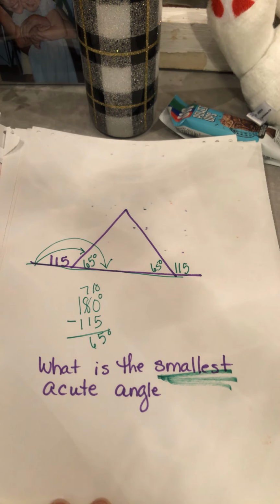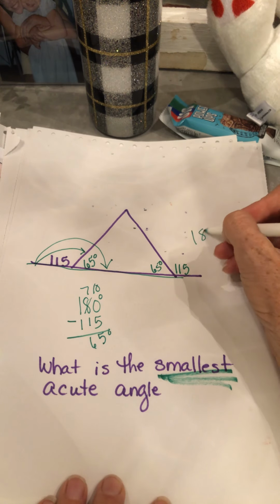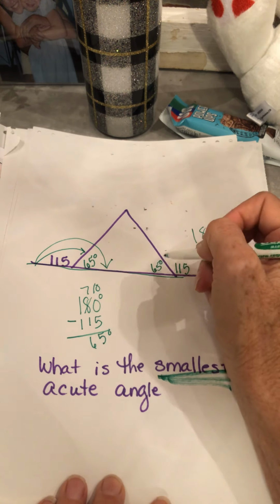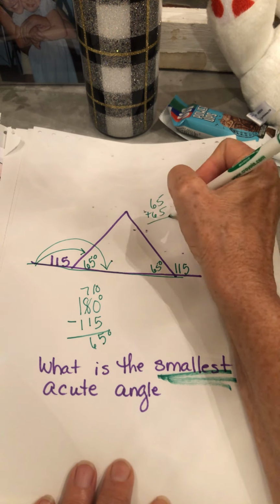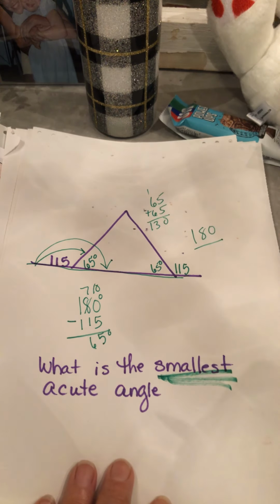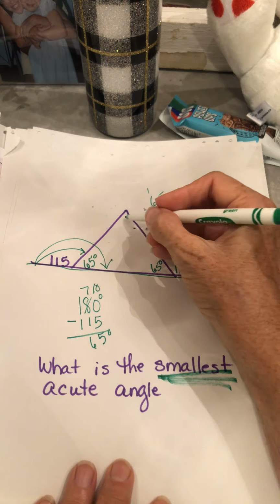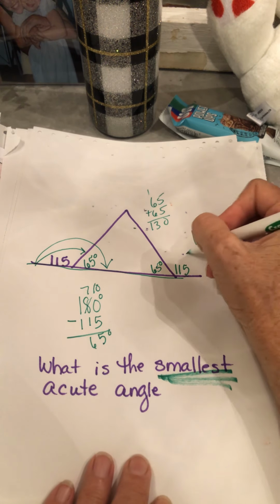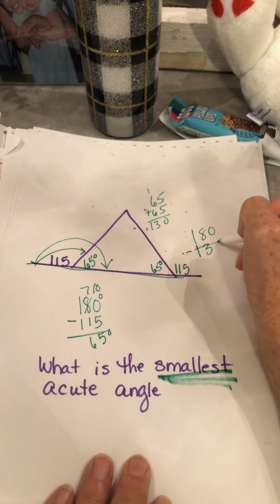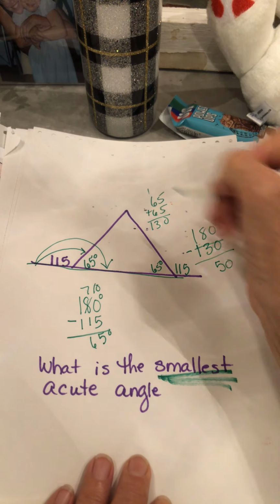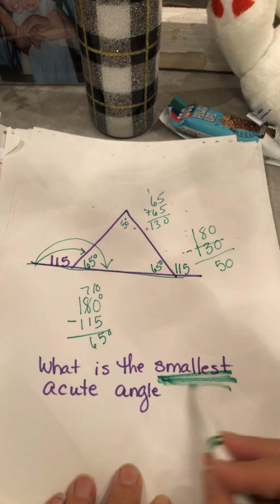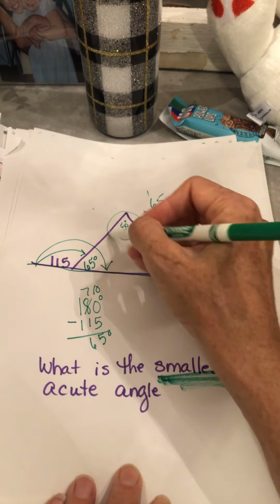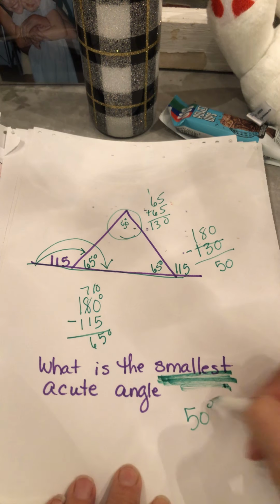Well, we know right now that in a triangle, all 3 of the angles add up to 180. So if this is 65 and this is 65, if I say 65 plus 65, I get 130. Well, the whole thing, this, and this equal 180. So if I say 180 minus the 130, I get 50, which means this is 50 degrees. Which one is the smallest? 50.